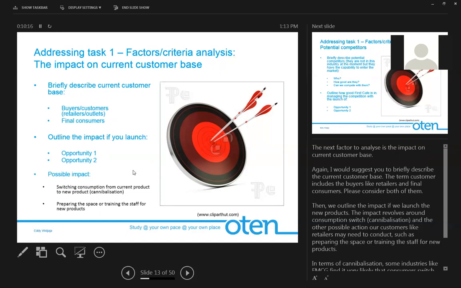The possible impact could be switching consumption from the current product to the new product. That's what we normally call cannibalization. So we may cannibalize the current products that customers normally buy in favour of the new product or service. From a financial perspective, that is one thing we also need to anticipate: whether we are going to lose profitability or even increase profitability. And preparing space or training the staff for new products, for instance, may be another impact as well.